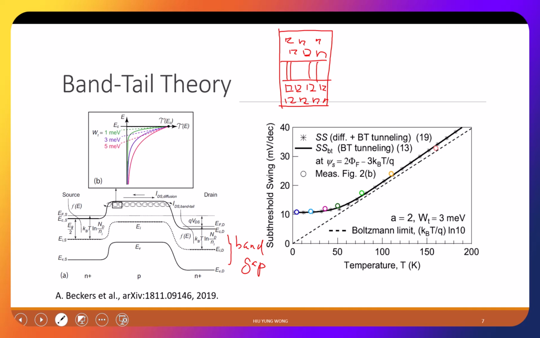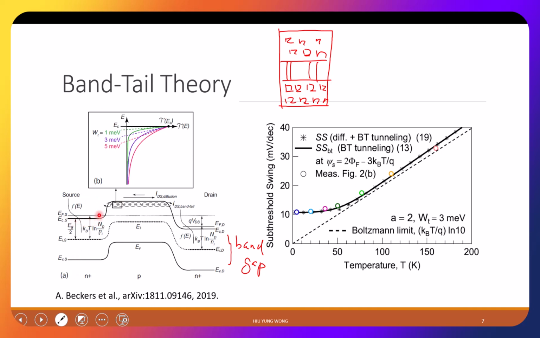Make sense? Okay. But this is only true when you have an infinite crystal. In reality, our crystal is finite. Then you don't have this very sharp edge. I should mention this is called the band edge. Above the conduction band, I have a lot of states. Below the conduction band, I have no states.